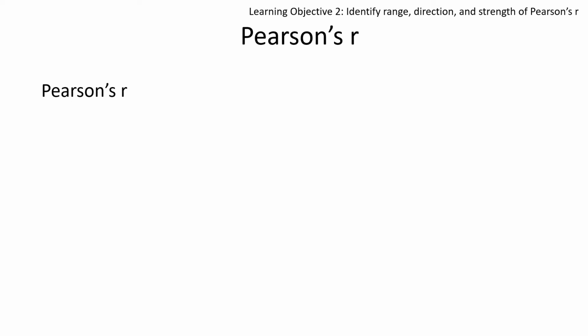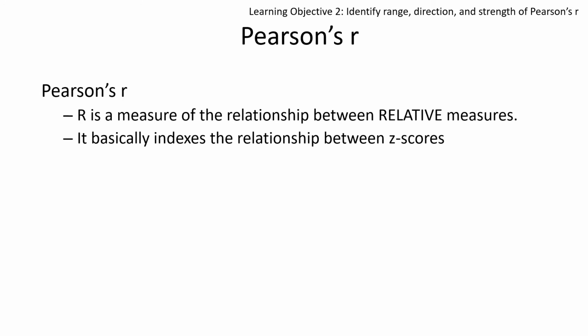So Pearson's r is basically a measure of the relationship between relative measures. So a couple weeks ago, we talked about z-scores and how z-scores are relative measures. They are a standardized score.